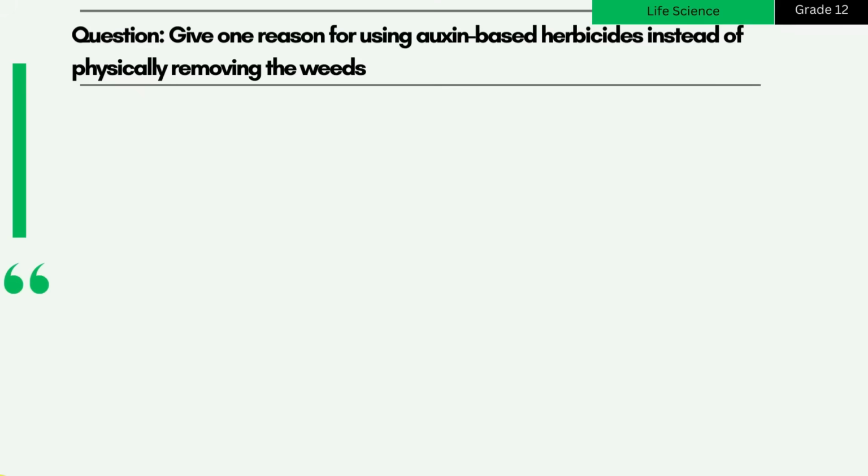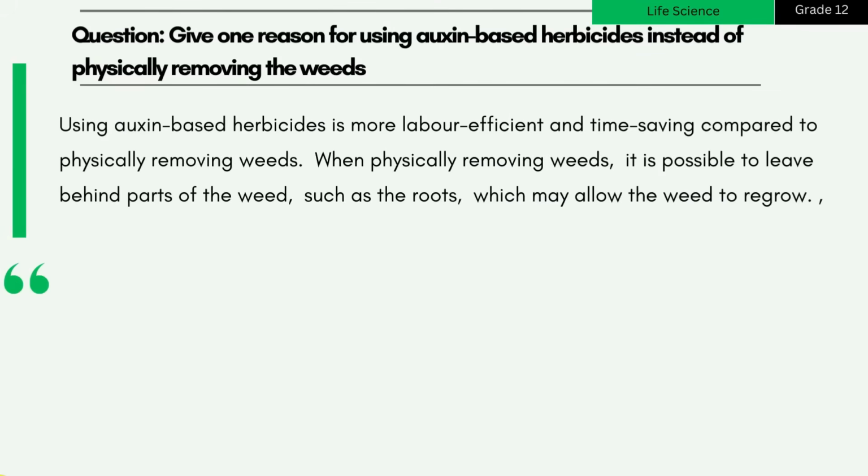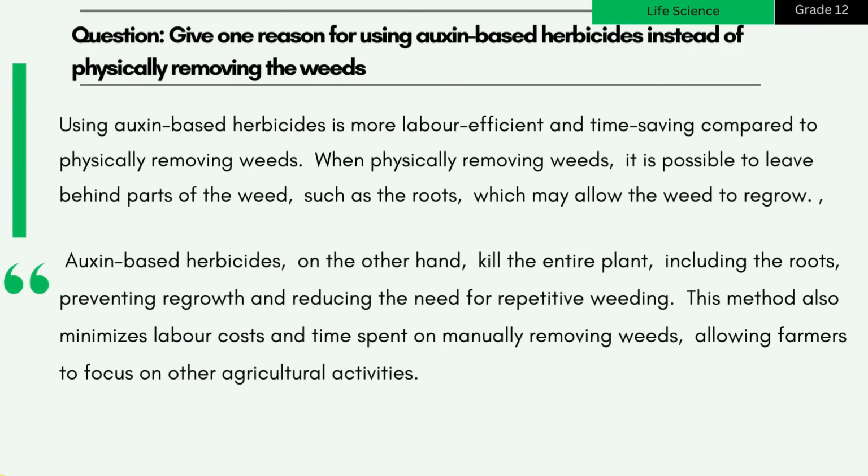Question: give one reason for using auxin-based herbicides instead of physically removing the weeds. Using auxin-based herbicides is more labor-efficient and time-saving compared to physically removing weeds. When physically removing weeds, it is possible to leave behind parts of the weed, such as the roots, which may allow the weed to regrow. Auxin-based herbicides, on the other hand, kill the entire plant, including the roots, preventing regrowth and reducing the need for repetitive weeding. This method also minimizes labor costs and time spent on manually removing weeds, allowing farmers to focus on other agricultural activities.